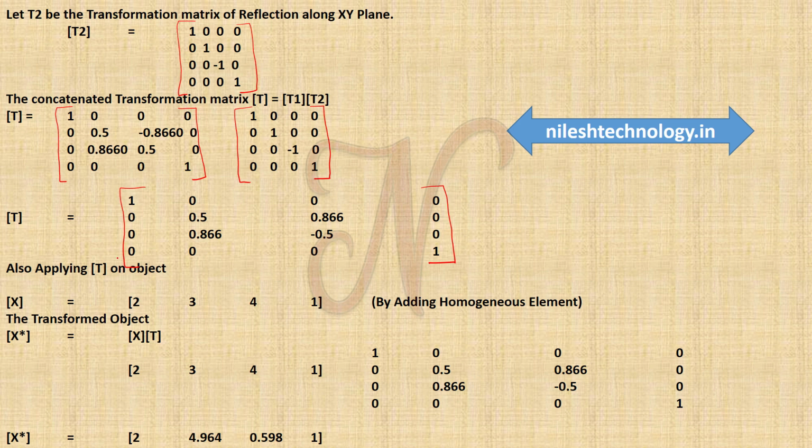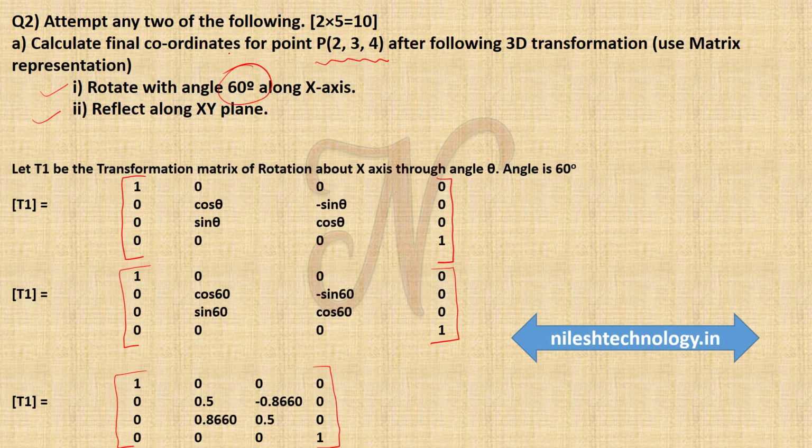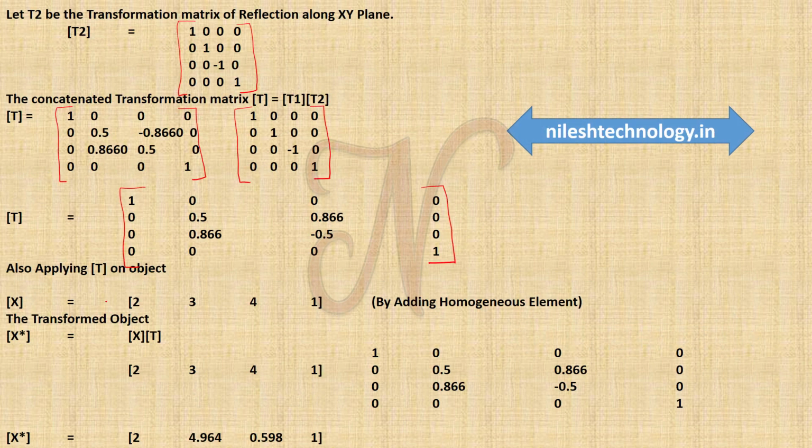In the previous slide, this is your question: calculate the final coordinate of the point P(2, 3, 4). Now we apply this transformation matrix on this point. The point is 2 3 4, and here we add the one homogeneous coordinate. Now we find the transformed object, x star equal to x into T. This is your x matrix and this is your transformation T matrix. After multiplication of these 2 matrices, this is my answer. Okay, this is the 5 marks question, so carry the calculator on paper. Proceed to the next question.